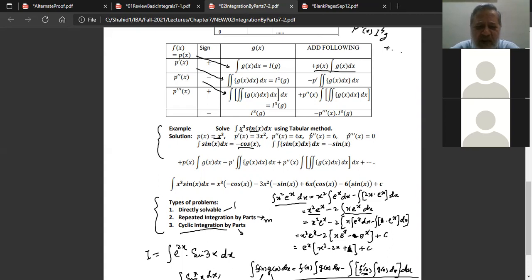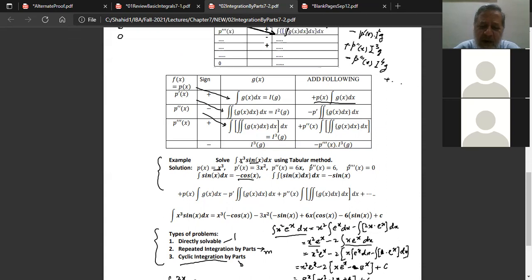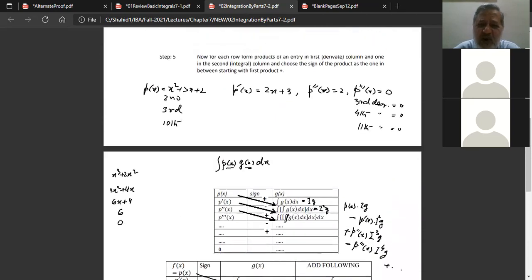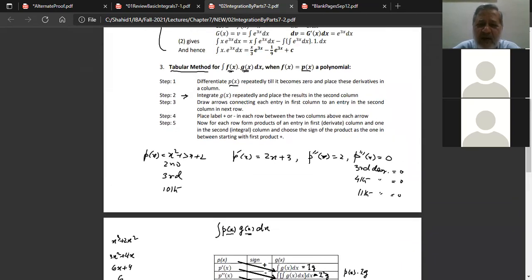So this is the tabular method, but this tabular method is restricted to what situation? Where one of the two functions is a polynomial function.